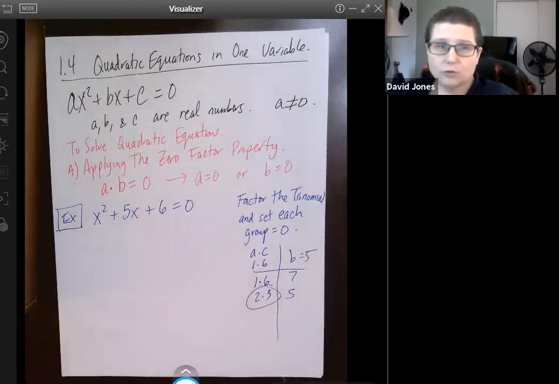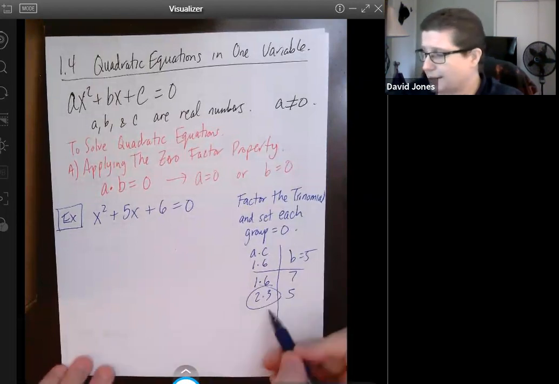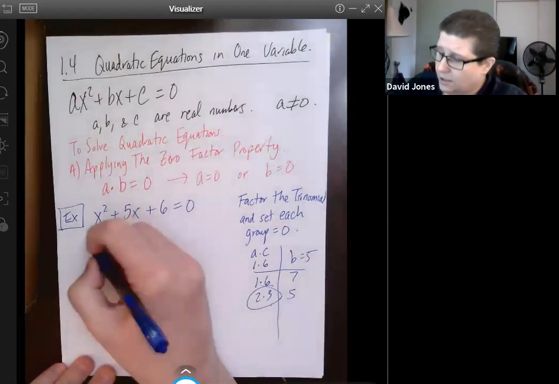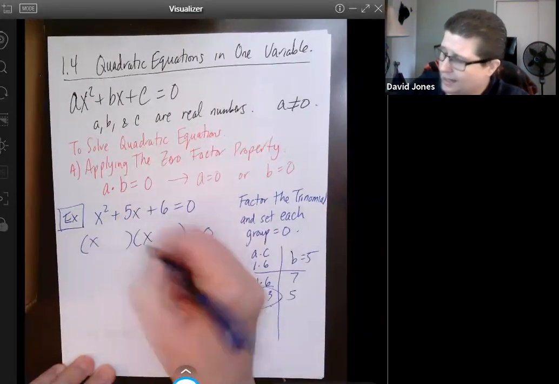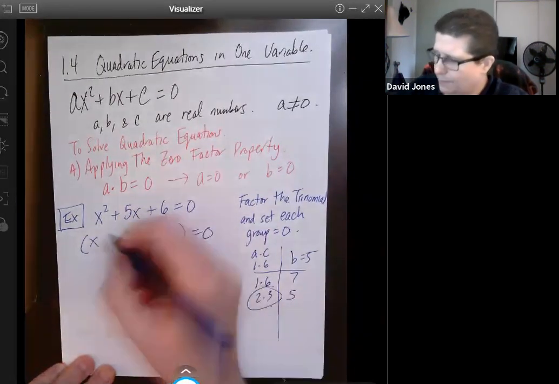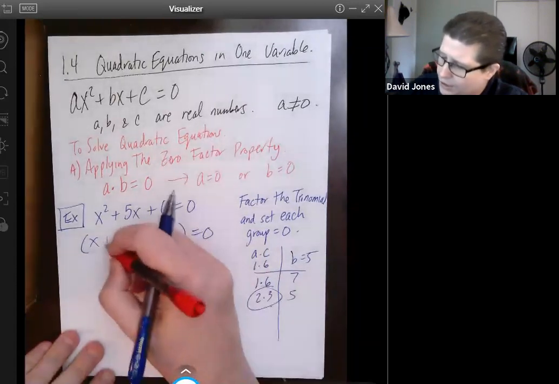Recall when a equals 1, the coefficient in front of the x squared equals 1. We can jump straight to putting these into parentheses. So that's what I'm going to do. I got x there, I got x there, and the 2 and the 3 get put in right here. Plus 2, plus 3.